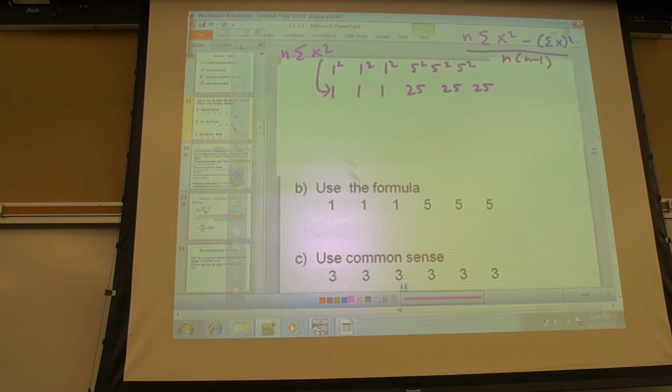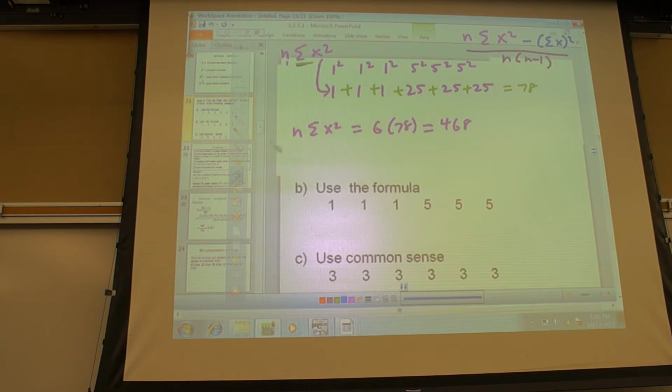So then I need to sum them. That means I need to add them all up. Use a different color for that. Add them all up. So then that equals 78. And I need to multiply by n. So n times the sum of my x squared ends up being 6 times 78. And you guys got 468. Okay, good.